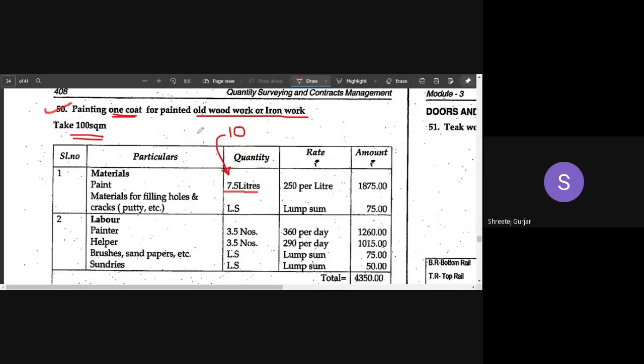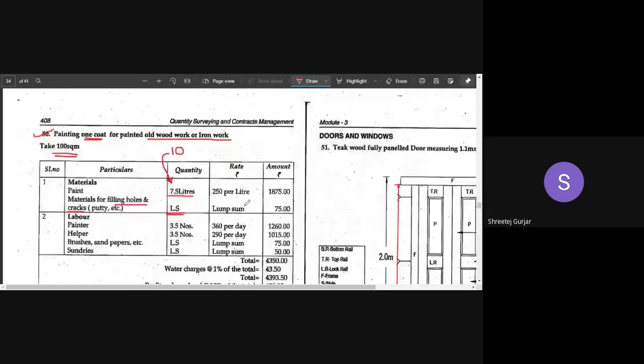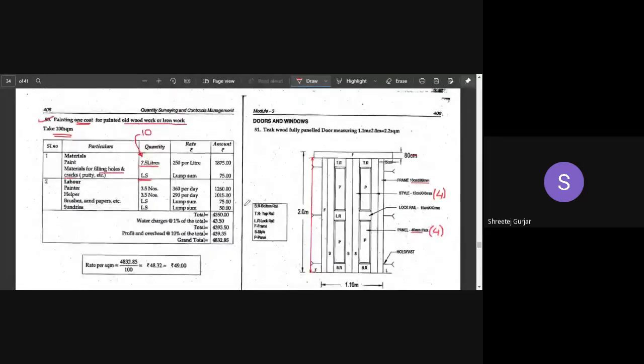7.5 liters is required for painting of 100 square meters. Then we require materials like putty for filling holes and cracks, right? Filling holes, cracks, and any undulations and any bumps. You have to fill it with putty, and all those extra things are required. So we can consider that under lump sum. Okay, so this is for iron work or old woodwork. So this is regarding paint.